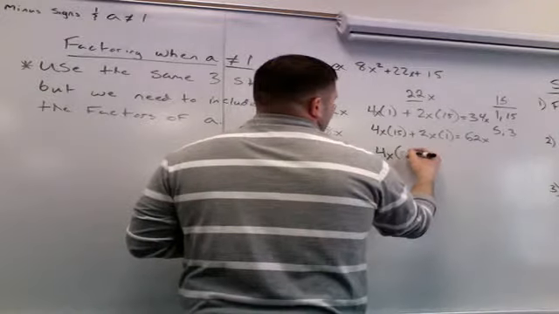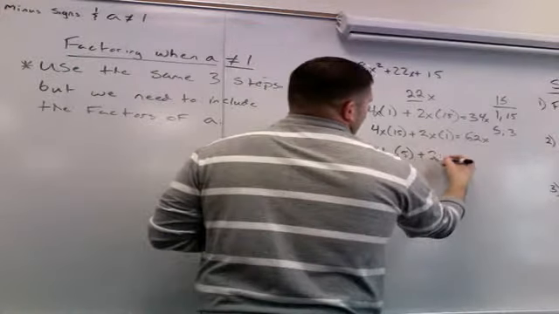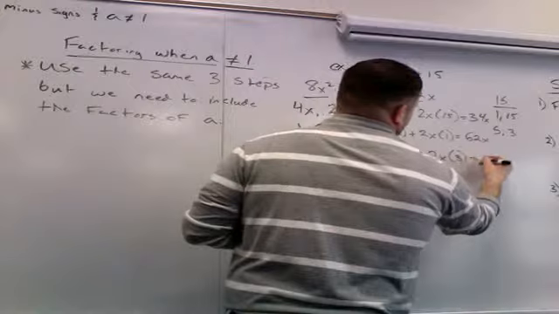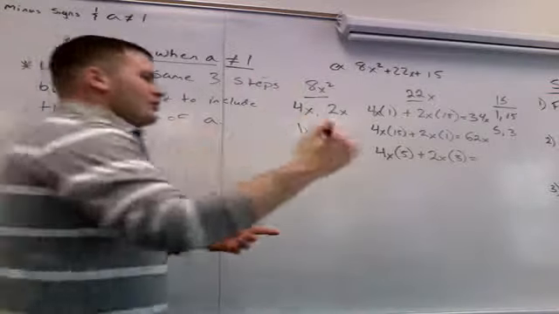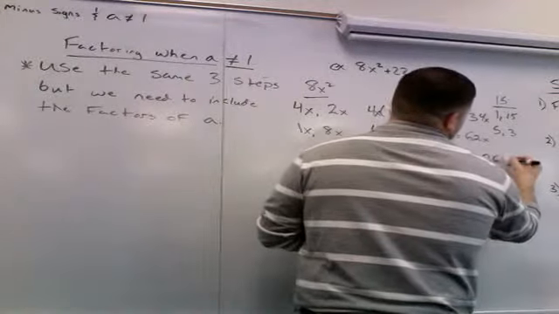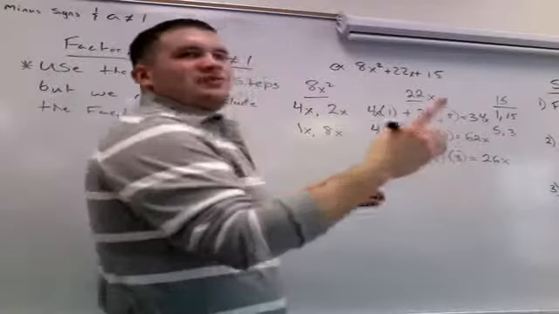So 4x times 5 plus 2x times 3. What's 4x times 5? 20. What's 2x times 3? 6. I was close there, but I went a little over, didn't I? It's 26x. So now what should we do?